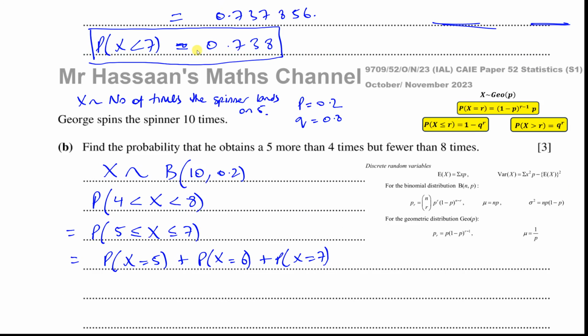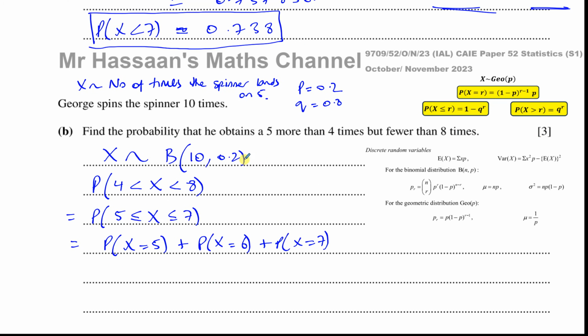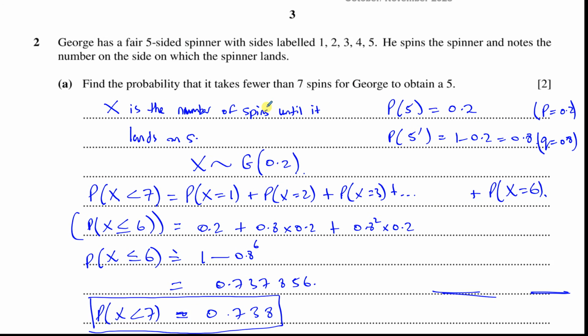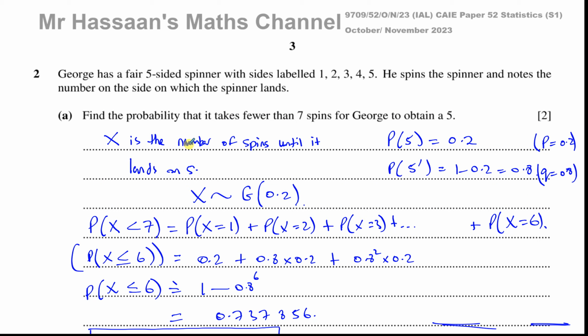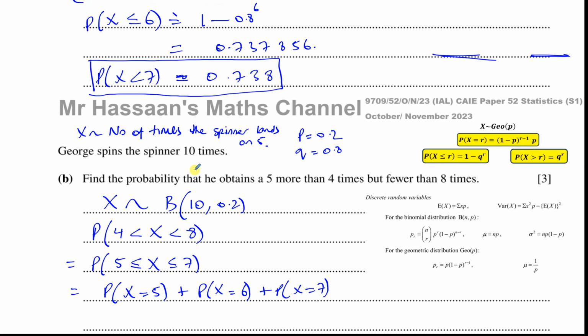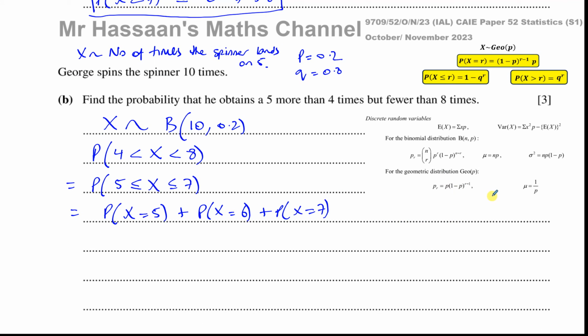Okay, so the difference between these two: here, the random variable is the number of spins required for it to land on a 5. And here the random variable is the number of times the spinner lands on a 5, the number of times in 10 throws, how many times it lands on a 5. So there's a difference between the two random variables here if you think about it. So this means the number of spins required until it lands on a 5, and here it means the number of times the spinner lands on a 5 out of those 10 throws. All right, and this is the formula that we need for the binomial distribution for each individual one.